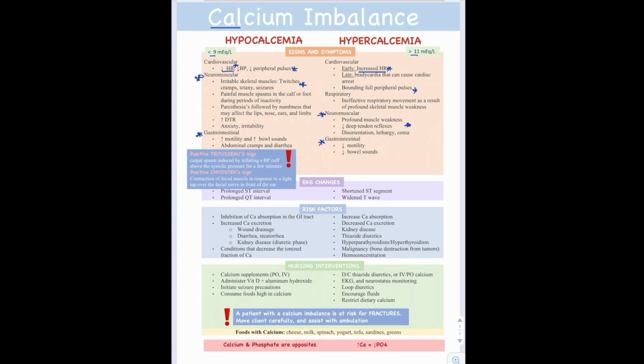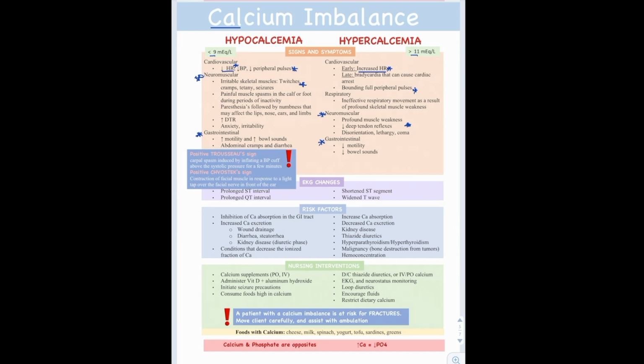For hypocalcemia, because everything is going up, increased deep tendon reflexes, increased motility, increased bowel sounds, twitches, cramps, tetany, seizures, all of that increase of those symptoms is going to give you something called a positive Trousseau sign, which is a carpal spasm induced by inflating a blood pressure cuff above the systolic pressure for a few minutes. So you put a cuff on the patient's arm, you pump it up, and they're going to have a carpal spasm. A positive Chvostek sign is contraction of the facial muscle in response to a light tap over the facial nerve in front of the ear. So that is important to know.